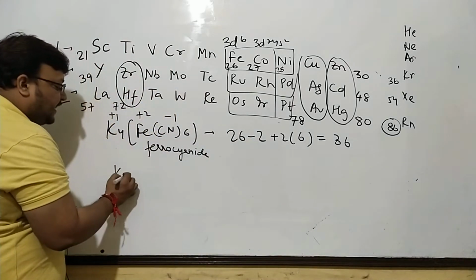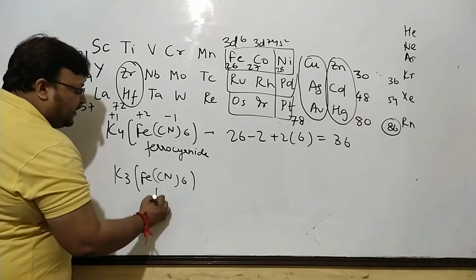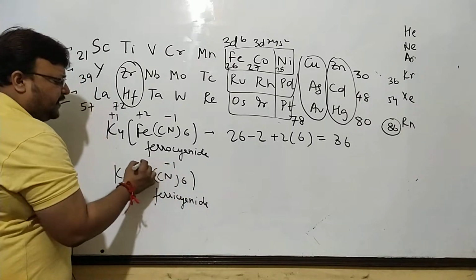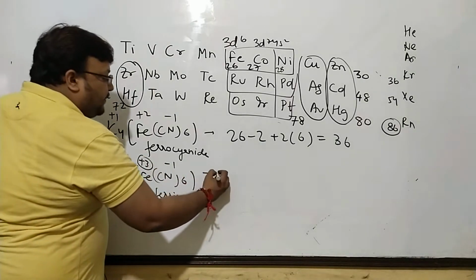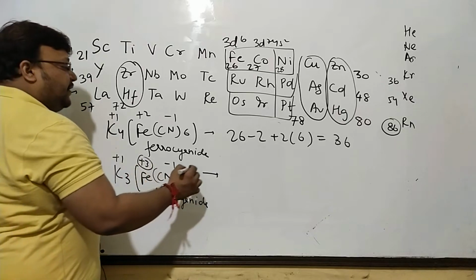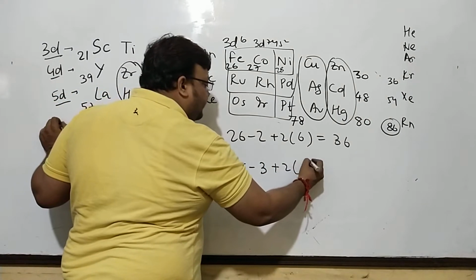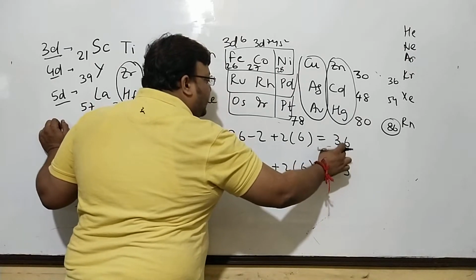When a complex like K3[Fe(CN)6] was discovered, potassium ferricyanide, now naturally ferricyanide will be Fe plus 3. And with Fe plus 3, primary valency being 3, effective atomic number will be 26 minus 3 plus 2 into 6, and this will fall short by 1. So instead of 36, it's 35.